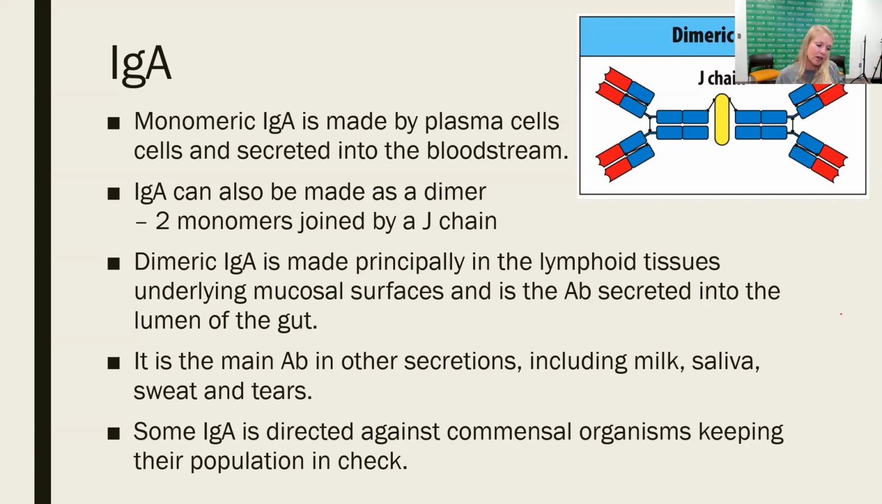The monomeric is usually going to be found in the plasma, not super high concentration, but more so the dimeric form is found in mucosal secretions. And so we see it in saliva, we see it in breast milk, we see it in sweat and tears. It's going to be lining our mucous membranes. And so these IgA antibodies are just kind of hanging out, and they're really great at keeping microbiota in check. And so they're directed a lot against commensal organisms, making sure that we don't overpopulate with too many commensals on our mucosal surfaces.